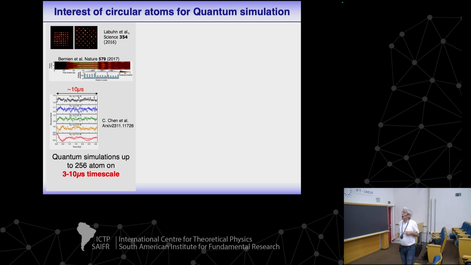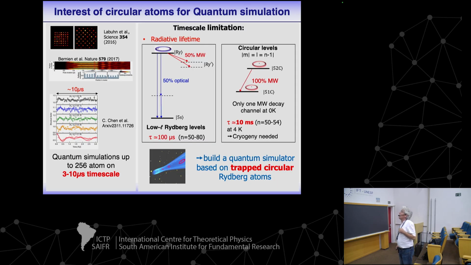Not only due to the residual atomic motion, which comes a little bit later, but there is even a stronger limitation related to the radiative lifetime of the Rydberg levels. So if you consider low angular momentum Rydberg levels, considered typically in this experiment, S, P, D levels, then the lifetime is in the range of 100 microseconds if the principal quantum number is between 50 and 80. This varies by less than a factor of 2 in this range.